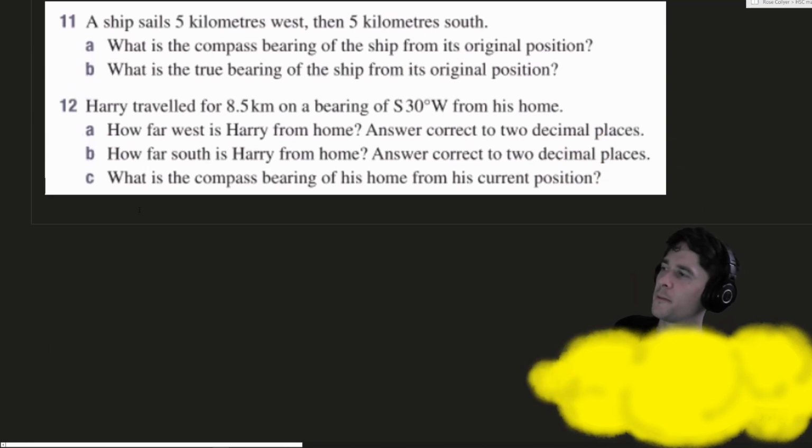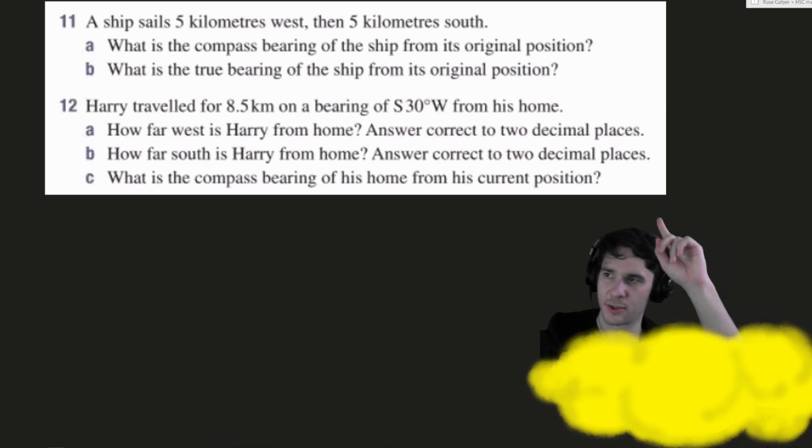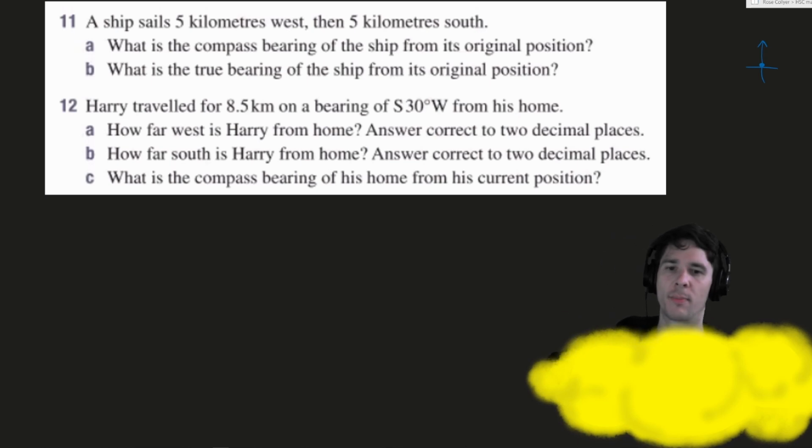A ship sails 5 kilometers west, then 5 kilometers south. Draw a diagram. Good, good. All right, I like your instincts. So we have a starting position. I'll just draw up here. From our starting position, we can look north, east, west, or south. Right, so we're never starting at north, but wherever we start, we can always look some distance north.